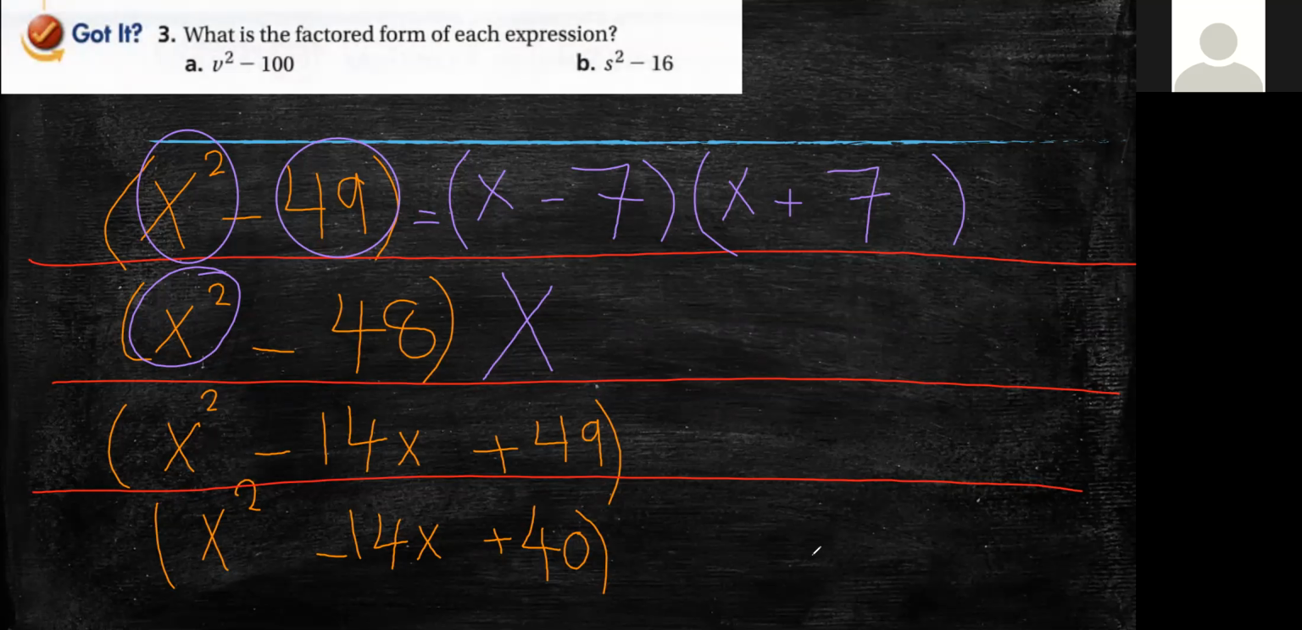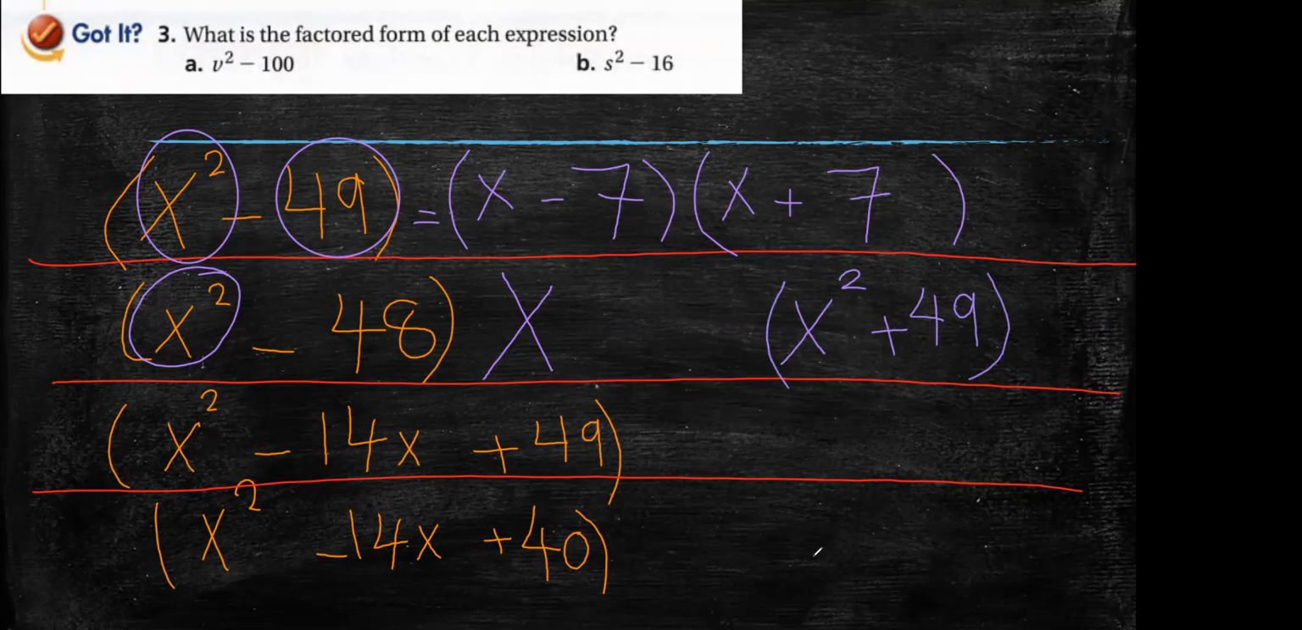Okay. What if you have now x squared plus 49? How can I factorize it? Also, it cannot be factorized. I told you it must be a difference of two squares. Now look at the one here.